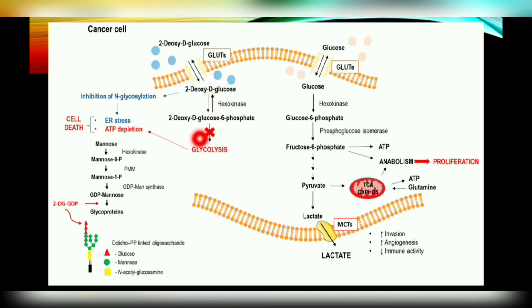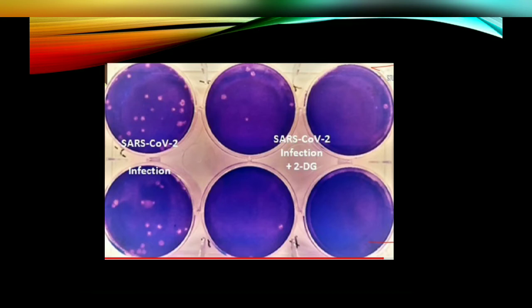Now what happens when 2-deoxy-D-glucose is given? It also enters the cell through your GLUT transporters, and it is converted to 2-deoxy-D-glucose 6-phosphate, and here glycolysis is arrested at this particular step. So this 2-deoxy-D-glucose is inhibiting N-glycosylation and leading to stress in the endoplasmic reticulum and ATP depletion, leading to cell death. Finally, cell death is happening. And there is also glycoprotein modification, that is, the infective viral particles are converted to non-infective virions so that they are not capable of transmitting the disease or the virus.